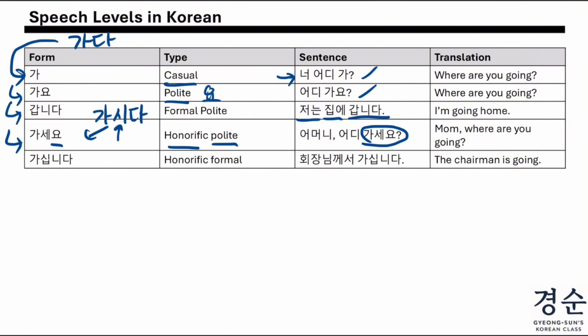And if it's honorific plus it's a formal occasion, then from 가시다, simply it becomes 가십니다. Right? So, for example, 회장님께서 가십니다. The chairman is going. You can feel it's totally formal. It's totally full of respect. This is the highest level of speech level. You show full respect.